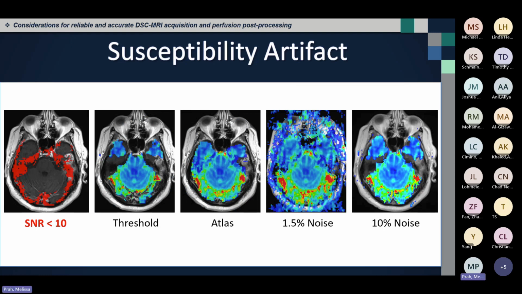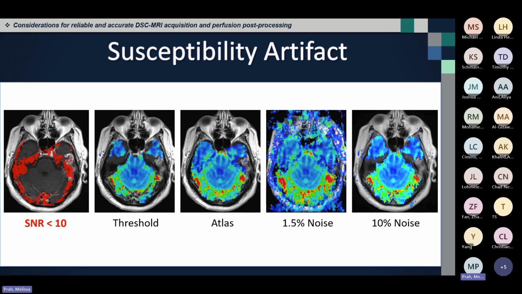Susceptibility effects can also be present towards the skull base, near the bone-air tissue interface, as seen here, or near resection cavities or sinuses. These distortions are lessened with spin echo, but at the cost of lower signal to noise. However, it's also important to ensure that when these distortions are present, voxels with faulty DSC signal are not included in the brain mask so that poor quality data is not interpreted clinically.